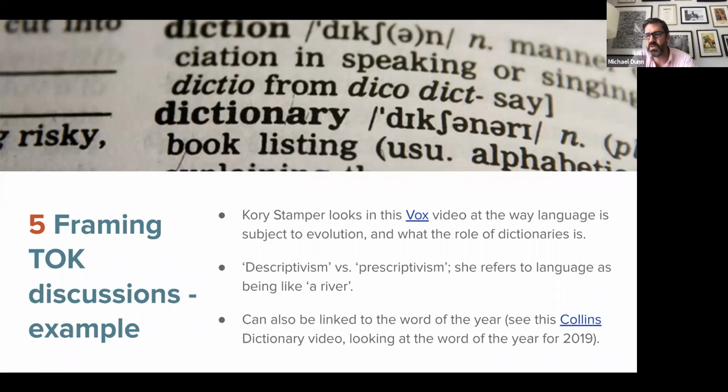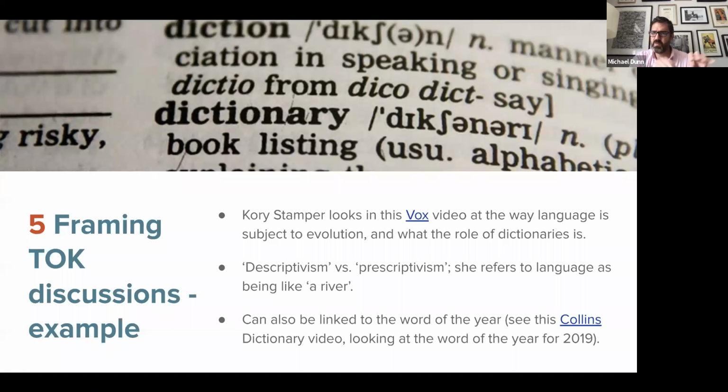And also we look at the word of the year, which I find quite interesting, which most dictionaries participate in: Oxford dictionaries, Collins dictionaries. They all produce their word of the year, and that's a great thing to look at. I think Collins' word of the year for 2019 was climate action. It can be a phrase as well as a word. So you can use that to explore the relationship between words and what's going on in society.